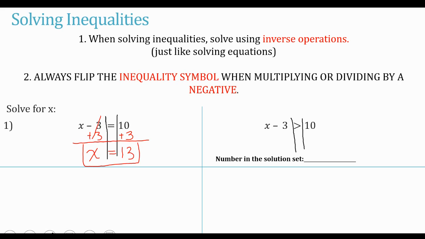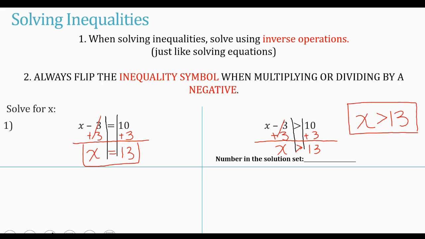Okay, so with equations, right now we have one answer. X is equal to 13. That's the only number that if we were to plug it in for x would make this equation true. So now let's do the same thing over here. I'm going to add 3 to both sides. Same process. That cancels, so we get x is greater than 13. So I'm going to just write that again over here. X is greater than 13.